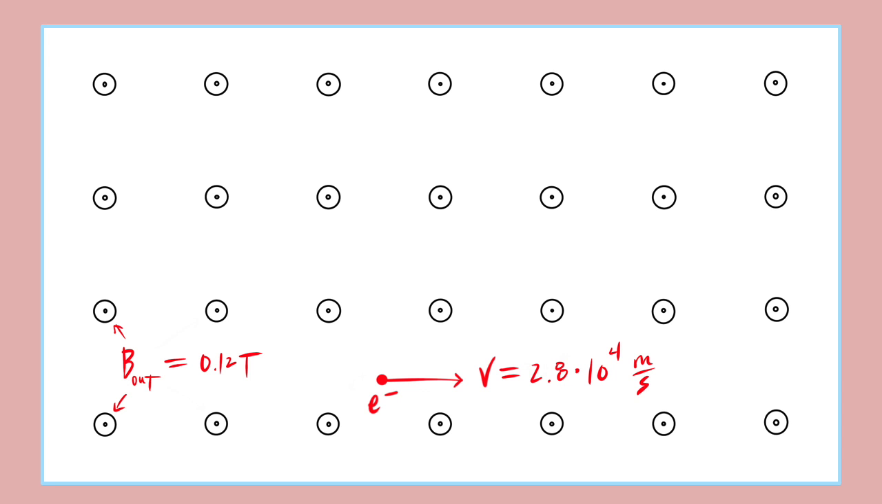So as instructed, the magnetic field in my illustration is pointing out of the page and has a magnitude or strength of 0.12 Tesla. At the same time, I've drawn an electron moving to the right with a speed of 2.8 times 10 to the fourth meters per second. Now in this problem, I want to find the magnitude and the direction of the Lorentz force on this electron. So let's start with magnitude.